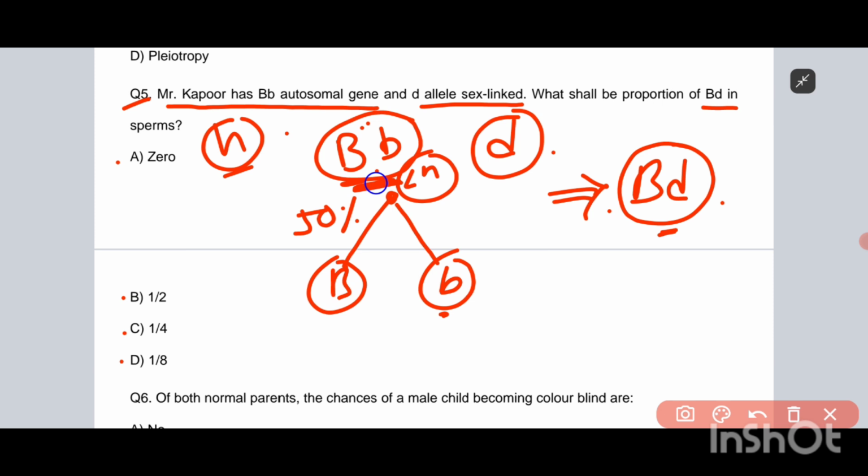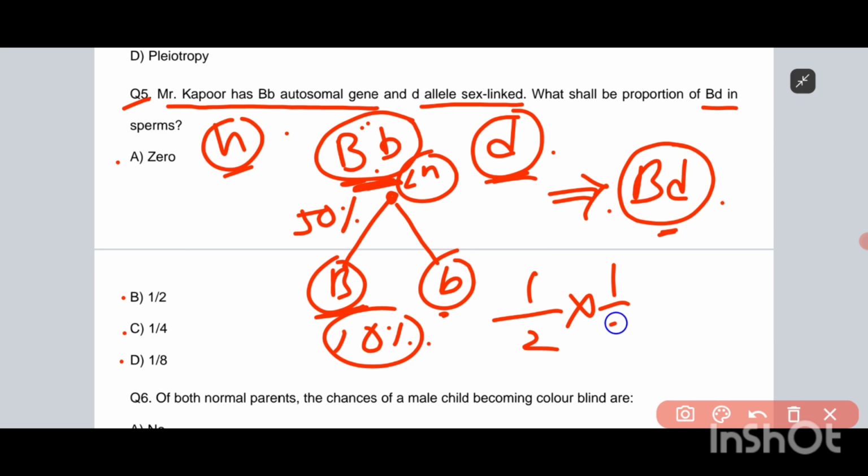Now the chance of the D allele coming in is also 50%. So the total chance becomes 1 upon 2 into 1 upon 2, equal to 1 upon 4, which is equivalent to 25%. So here the answer will be option C, 1 upon 4.